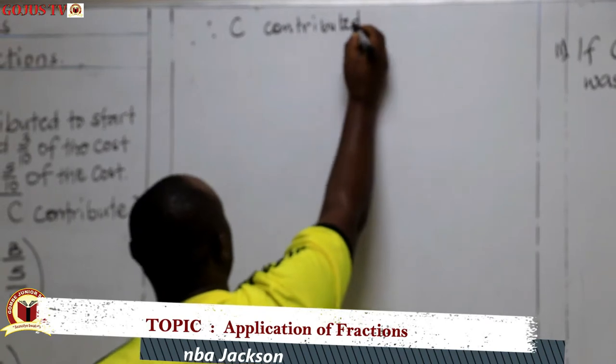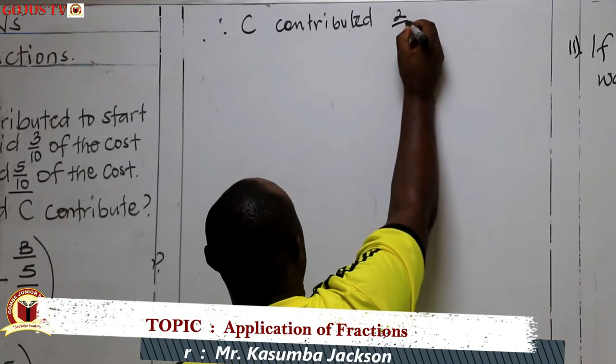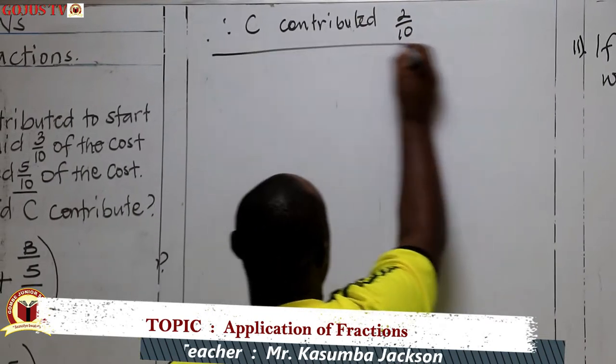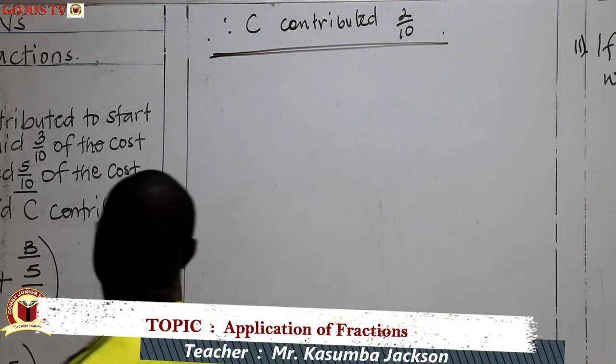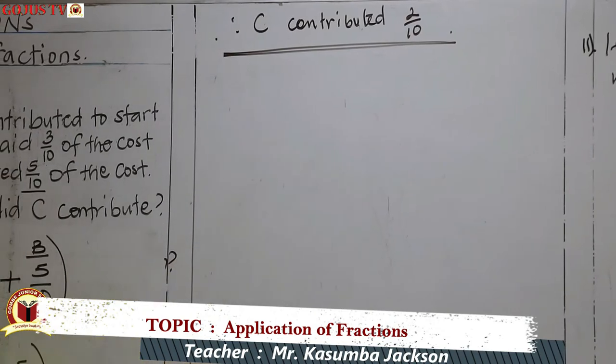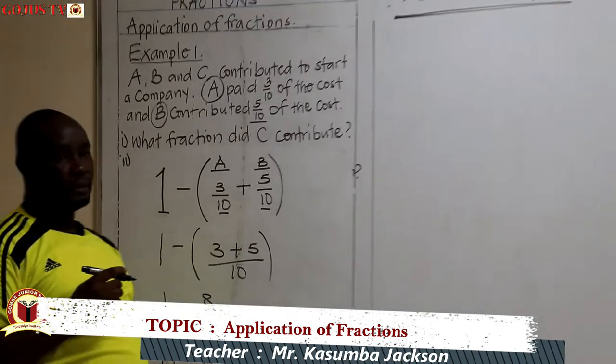Therefore, C contributed which fraction? 2 out of 10. We can write it there. C contributed 2 out of 10.